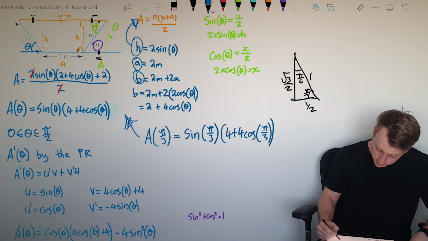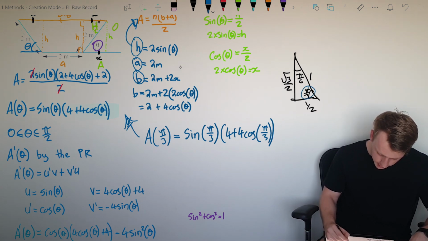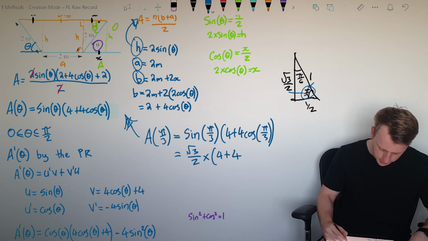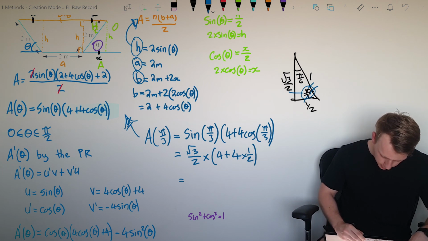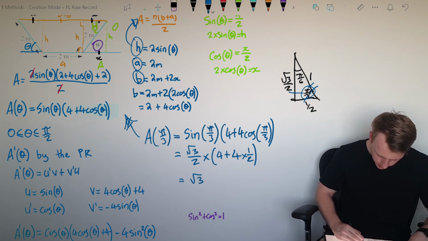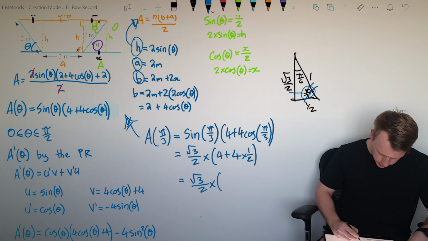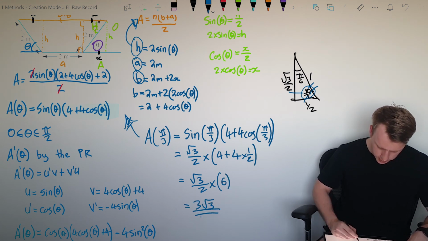So if I'm considering sine of this angle here, I'm going to have the opposite over the hypotenuse. So I'm going to have root 3 on 2 there, multiplied by 4 plus 4, and then I'm going to have adjacent over hypotenuse, that is a half. Simplify this out, I get root 3 on 2 times by 4 plus 2, so that's going to be 6. So it's equal to 3 root 3 units squared. That would be my area.